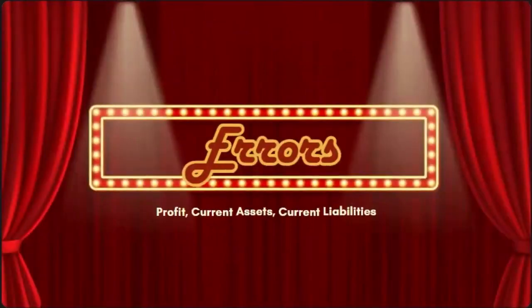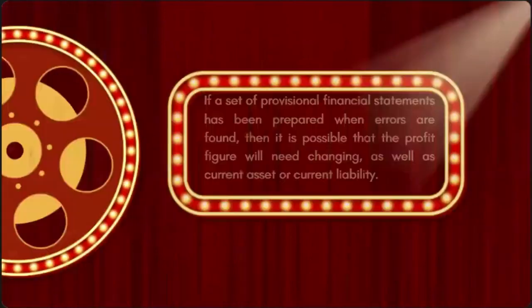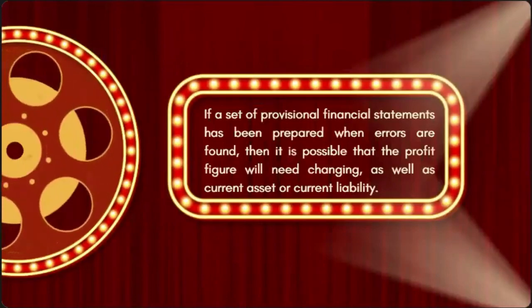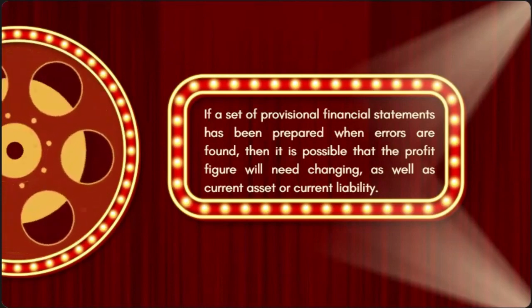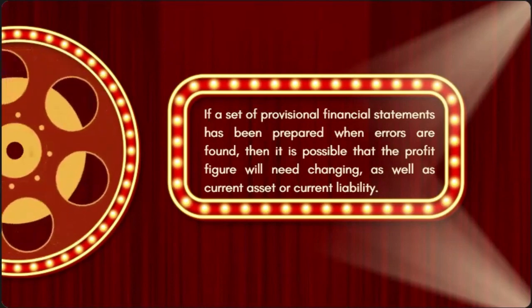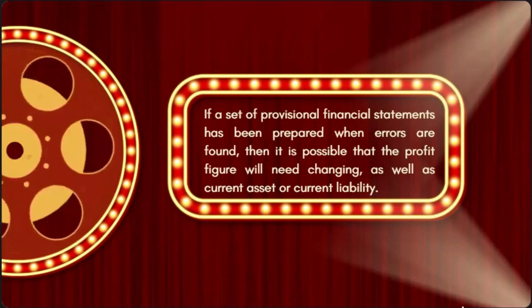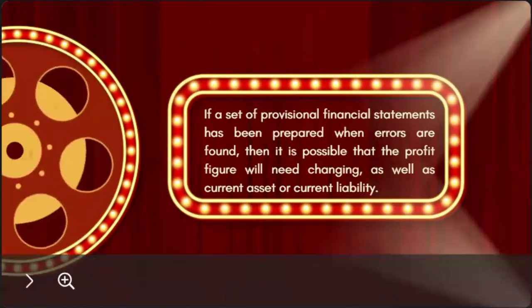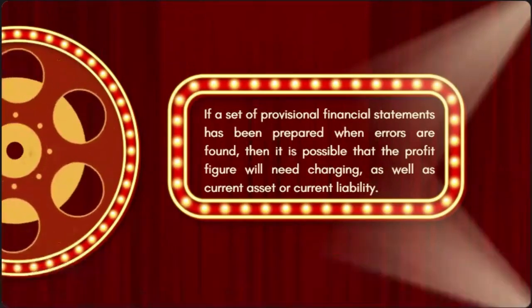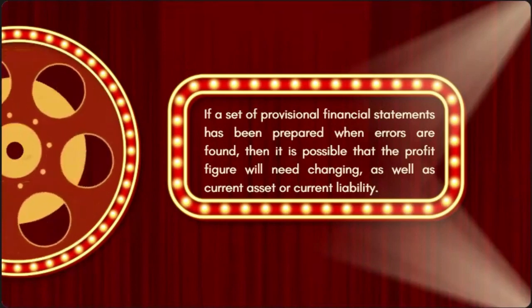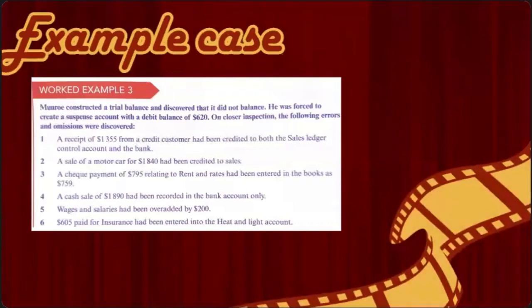Next is errors affecting profits, current assets, and current liabilities. If a set of provisional financial statements have been prepared when errors are found, then it is possible that the profit figure will need changing as well as current assets or current liabilities. Now we will have an example case to explain the errors. This is taken from the accounting textbook.